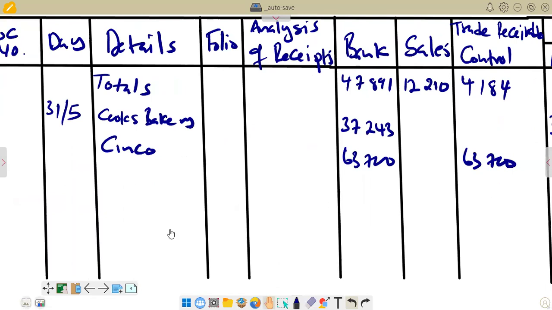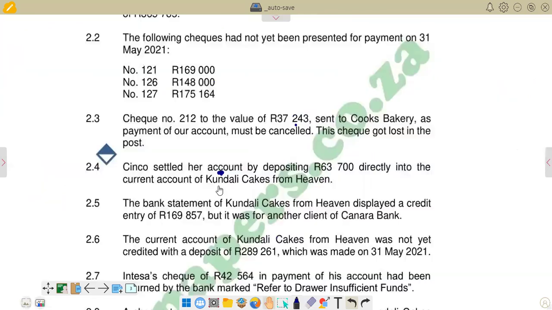So if you go back, you see that after that transaction, we have got 2.5, which is the bank statement for Kundali Cakes from the event displayed a credit entry of 169,857, but it was for another client for Canara Bank. So you see that this mistake is only affecting the bank statement, but it's not going to affect the cash book or the journals, because this was a mistake which transpired at the bank. So it's going to affect the bank reconciliation statement, which we are not going to do in this video.